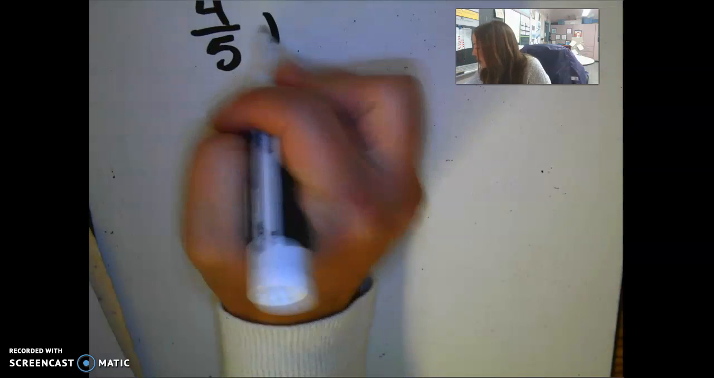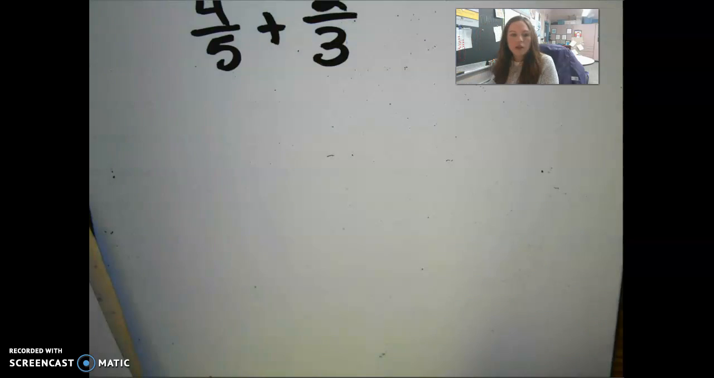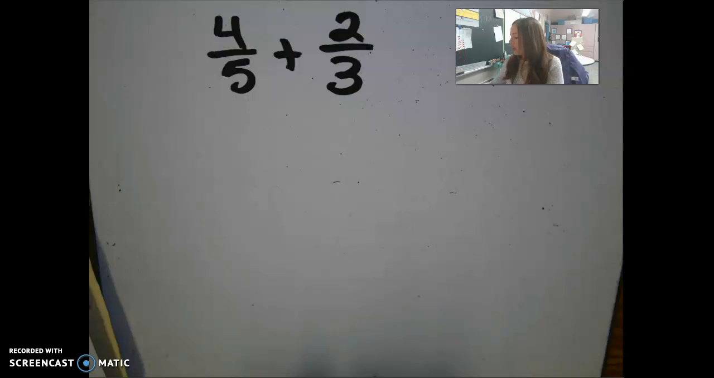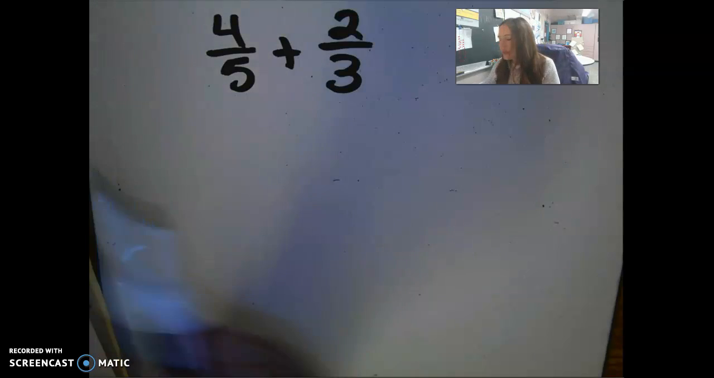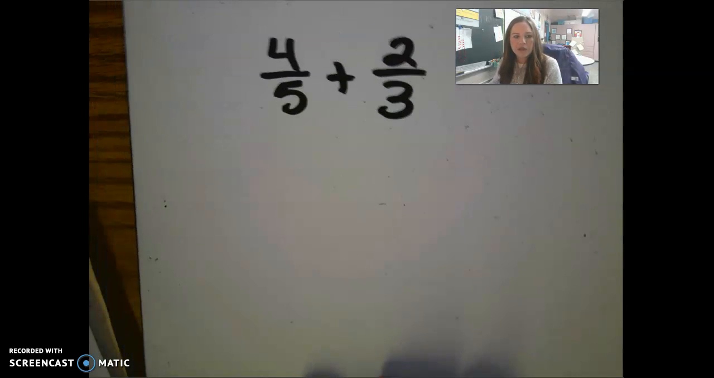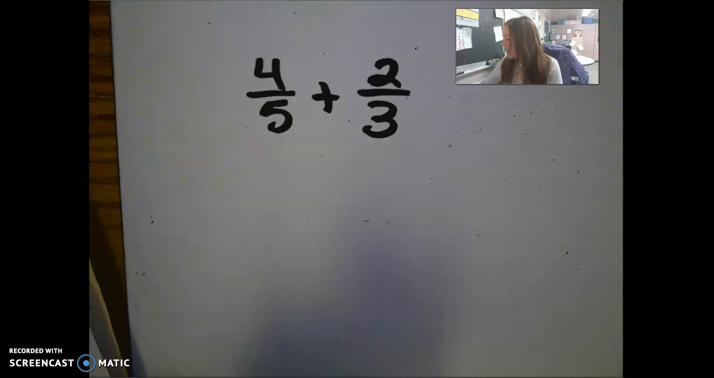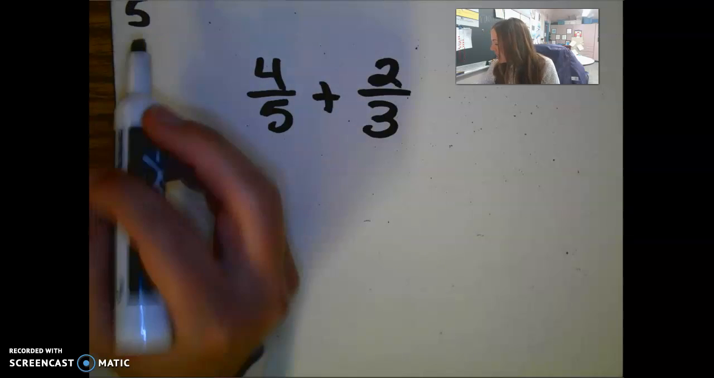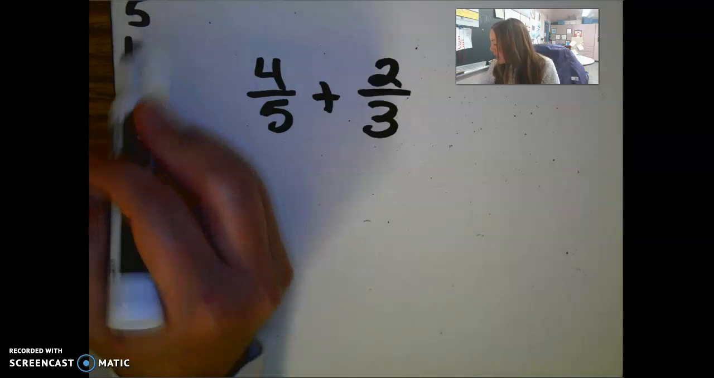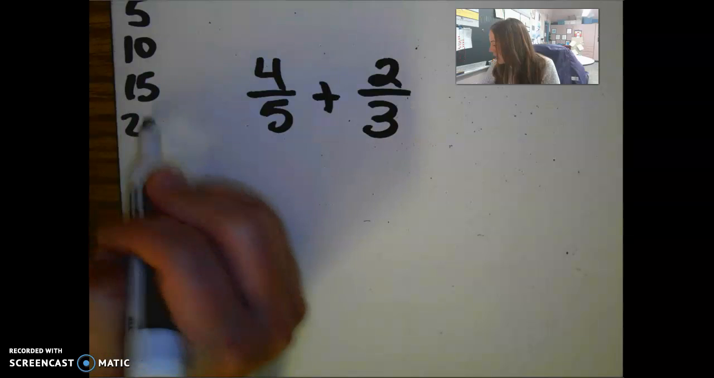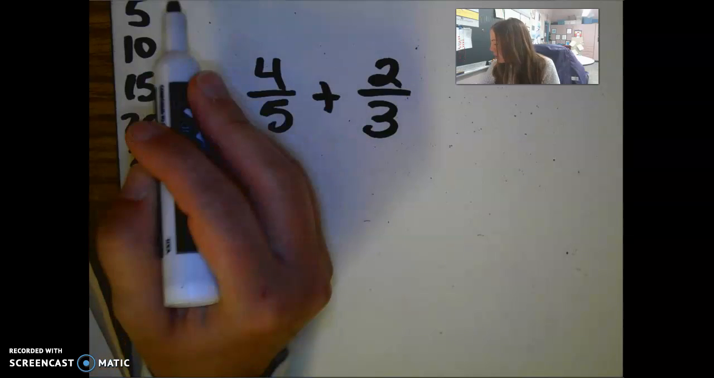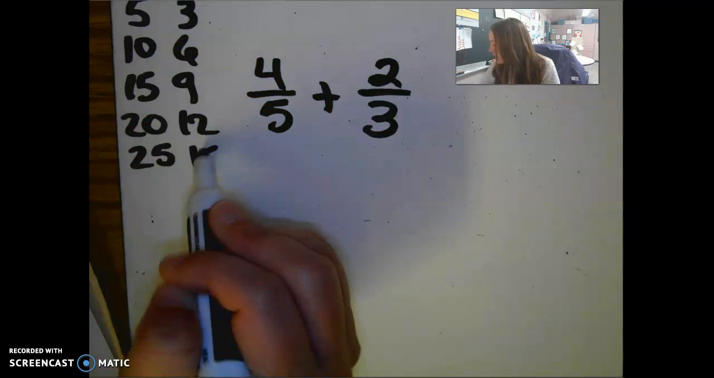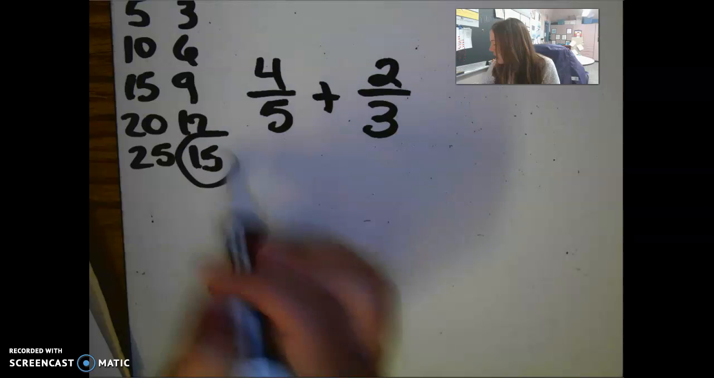4/5 plus 2/3. Okay. Once again, multiples help me find a common denominator. So let's list our multiples of 5 and 3. I'm going to list them a little differently so that I have a little more room. Let's list them vertically. So my multiples of 5 are 5, 10, 15, 20, 25. And my multiples of 3 are 3, 6, 9, 12, 15. All right, I already see one in common.